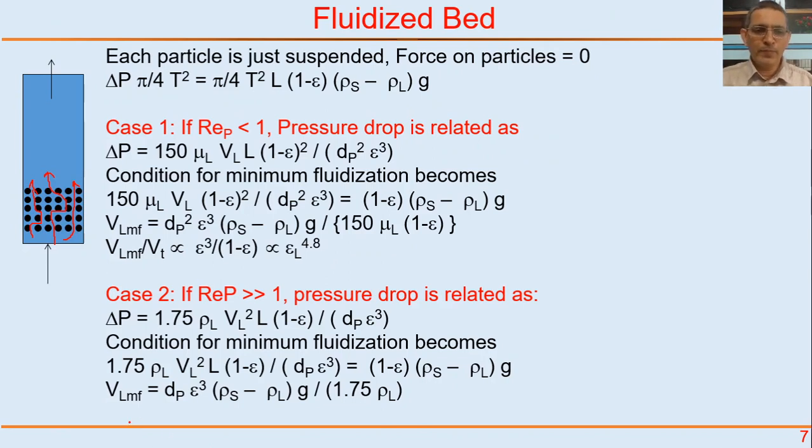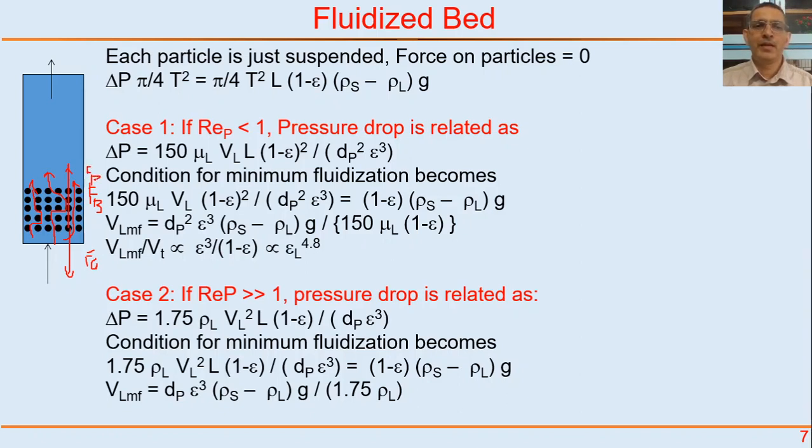Okay, can we write a force balance on each of these particles? What is the force balance we can write? Gravitational force, since particles are heavier, is downwards. Buoyancy force is upwards. Drag force is upward too, since liquid is flowing around the particle and drag force is in the direction of the fluid.